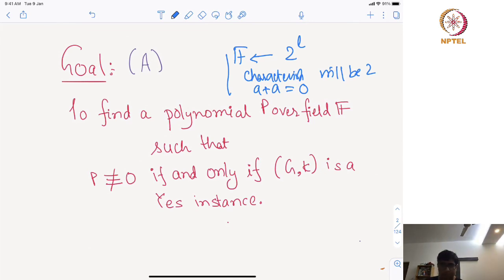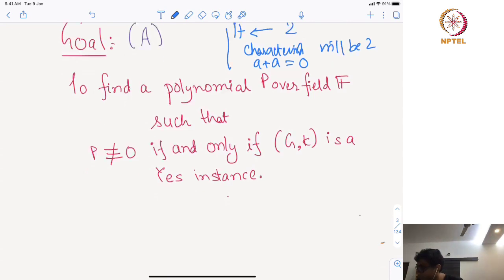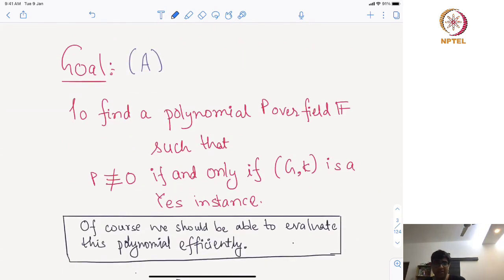So the nature of the field is fixed. All we need at this point of time is to find a polynomial such that this polynomial is identically non-zero if and only if G does contain a directed path on K vertices. But of course, there is one important requirement of this polynomial, that we should be able to evaluate this polynomial efficiently. For example, if I could write this polynomial succinctly as an arithmetic circuit, or some way to evaluate this polynomial very, very efficiently. And this notion of efficiency is what will determine the running time of this algorithm.